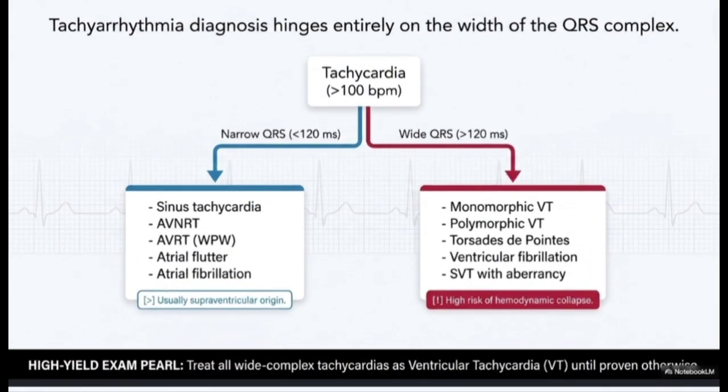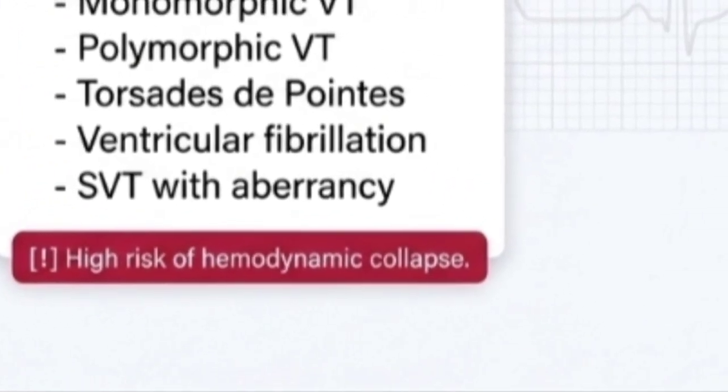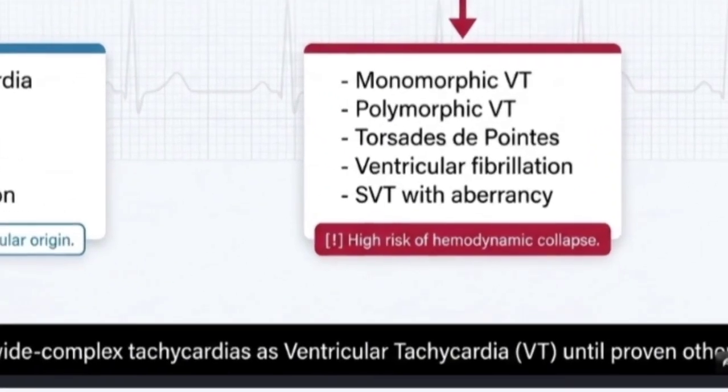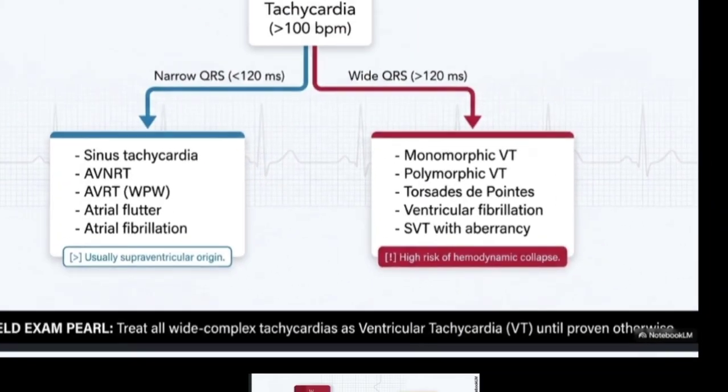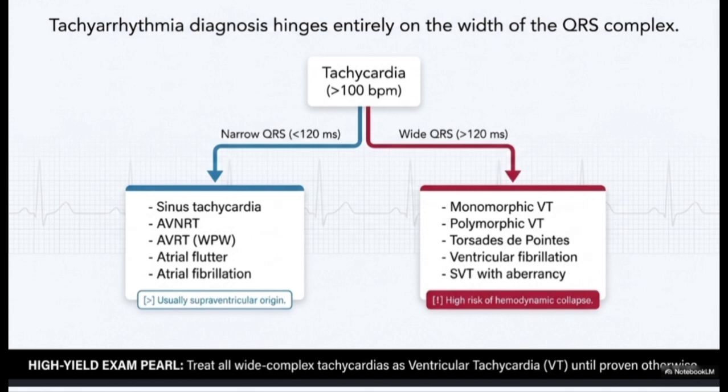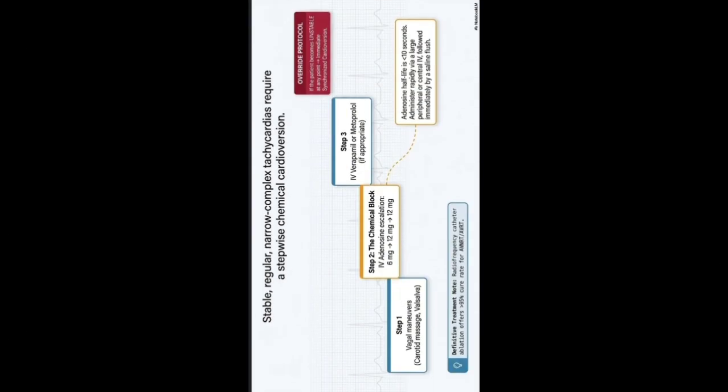So, tachyarrhythmia diagnosis hinges entirely on the width of the QRS complex. If tachycardia is above 100 and the QRS is narrow, it is sinus tachycardia, AVNRT, AVRT with WPW, atrial flutter or atrial fibrillation, usually of supraventricular origin. But with more than 3 small squares or 120 milliseconds wide QRS, it is monomorphic or polymorphic VT, torsade, VF, and SVT with aberrancy. The main thing is the high risk of hemodynamic collapse in them. So if you don't know what the wide complex rhythm is, you can say it is VT unless proved otherwise.